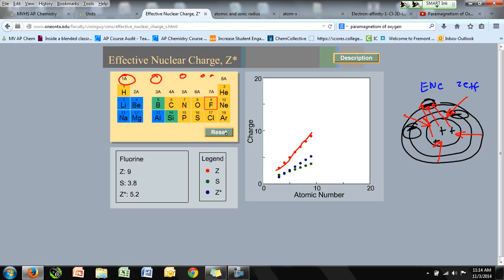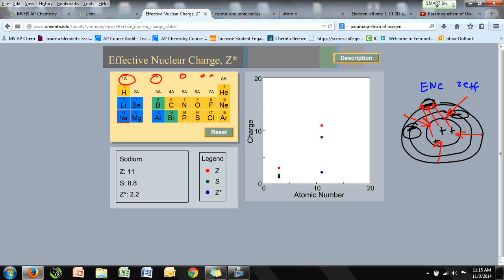Let's reset it and look at what's happening down a group. Lithium has a certain effective nuclear charge. Let me get rid of this line here. And let's look at sodium. As you see, down a group, effective nuclear charge decreases, as the number of shielding electrons is increasing and as the energy levels are increasing. Down a group, effective nuclear charge is decreasing, making the size of the atom larger.